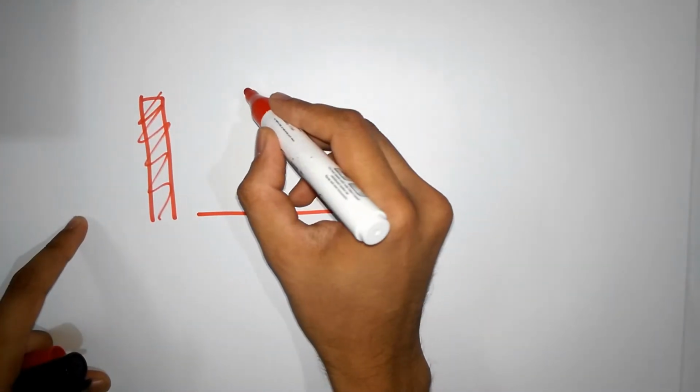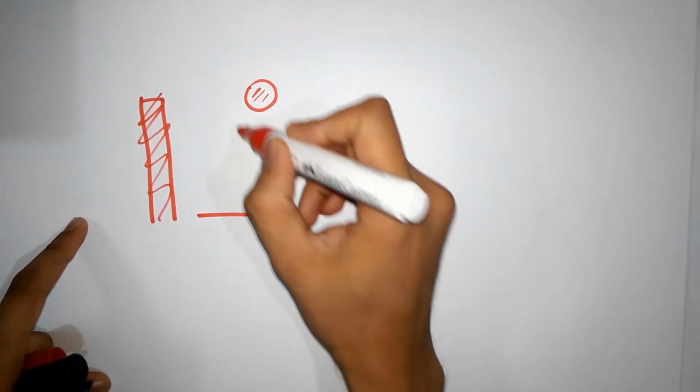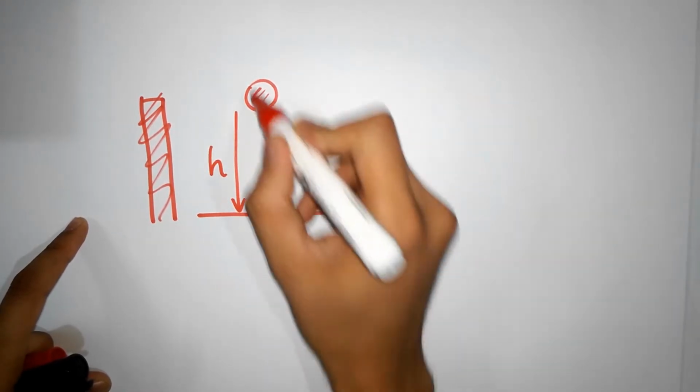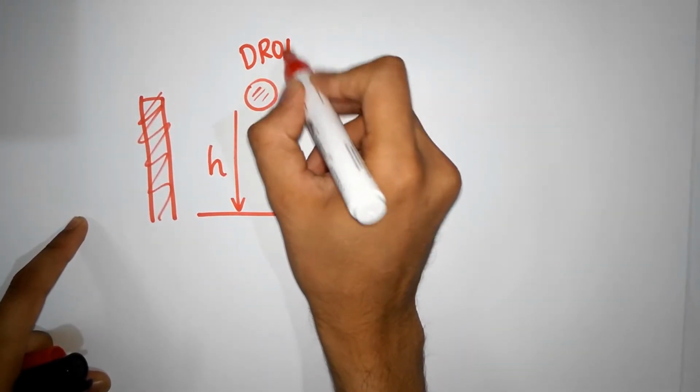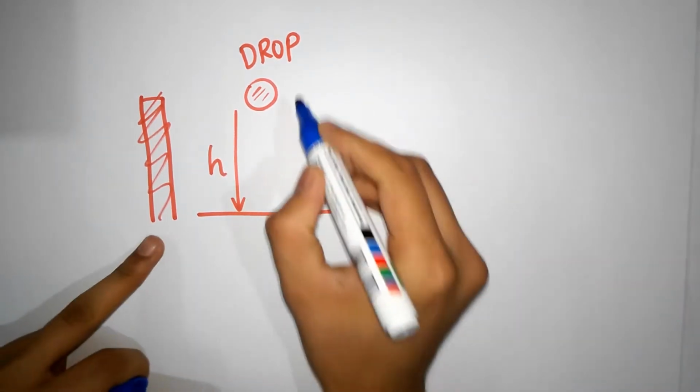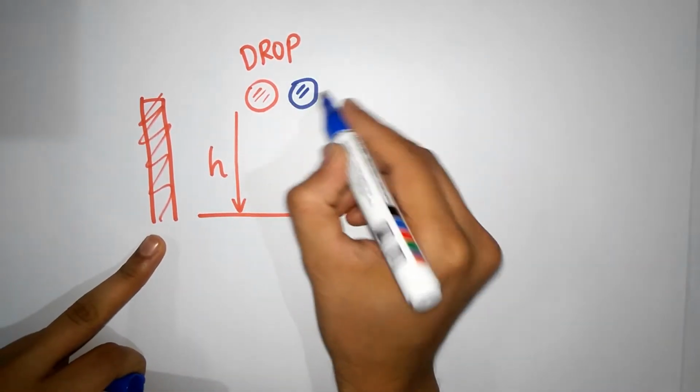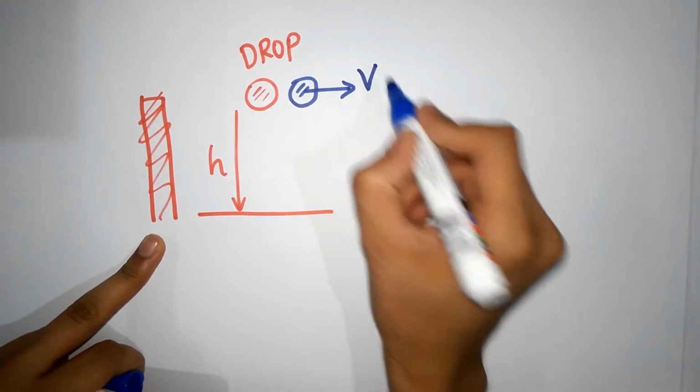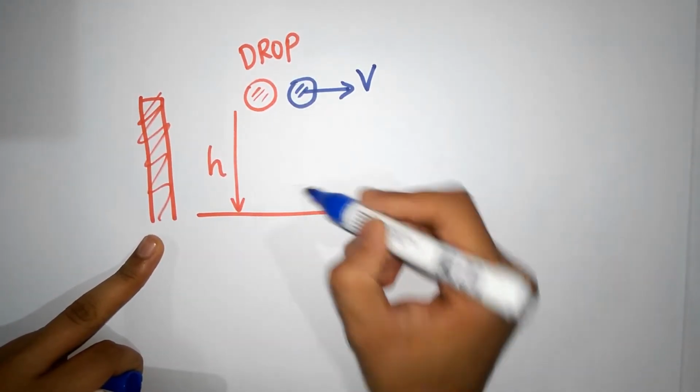So let's make a quick drawing of this. Okay, so it's dropped from some height over here, some height h. This is the drop. And then you have another stone which is thrown horizontally. So it has been given some speed this way, but from the same height.